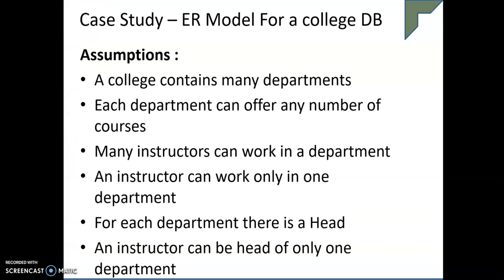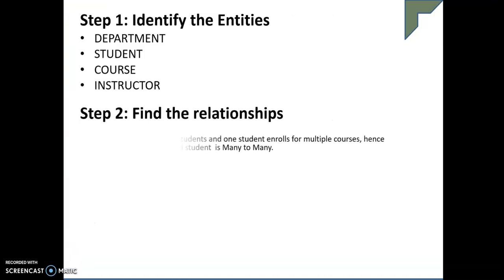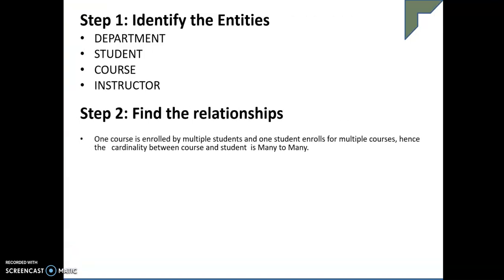So from each particular assumption, what is the relationship that we have? That we need to find out. First and foremost, we have seen that one course is enrolled by multiple students and one student enrolls for multiple courses. So one course is enrolled by multiple students and one student enrolls multiple courses. Hence, the cardinality of the course and the student is many to many. That we have understood.